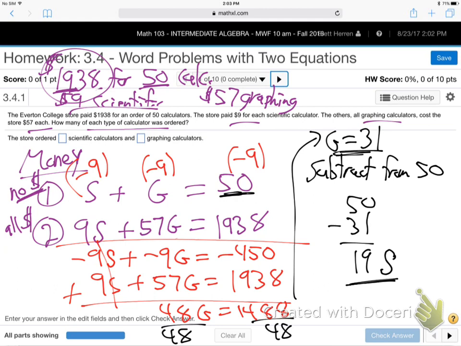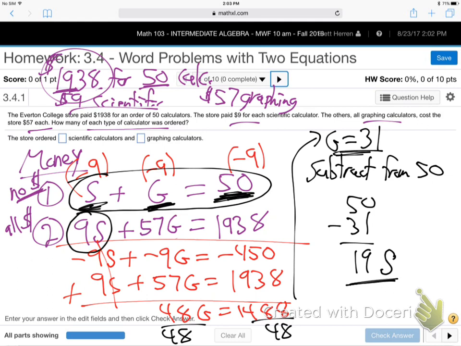All right, so let me run over one more time. On a money problem, you've always got two equations. The first equation is always no money. Just treat them like objects: number of scientific plus number of graphing is 50 total objects, right? The second equation, you bring the money in: $9 each times scientific plus $57 each times graphing is the total money, 1938. That's money all the way across on the second equation. And then just make the fronts opposites, do the usual thing. Questions on that? So that's money. Nothing special.